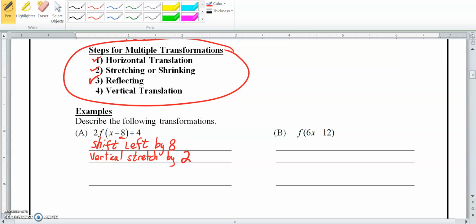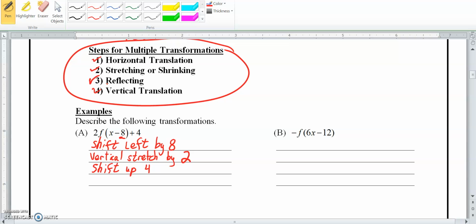Last one, vertical translations. We're looking for that K term, which is at the end. Here we have +4, which means we have a vertical, no, you know what? I'm going to do it this way. Here's how I would write it. If I was a student writing my answers, I would just say shift up 4. And that's all there is to it. So 4, check, done. We've got steps 1 through 4. Then we can move on.